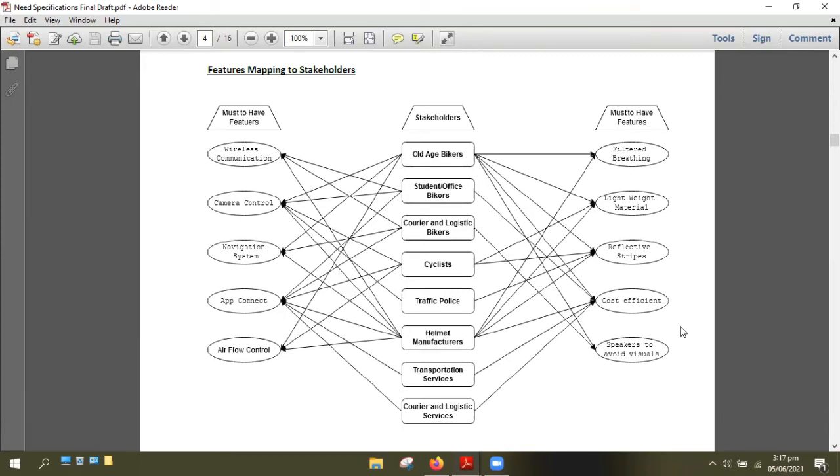The next step was to map them with the stakeholders, because not all features would be preferred by all the stakeholders. Some features might be interesting to some stakeholders, while not benefiting other stakeholders at all. So the diagram that you are seeing on the screen summarizes the feature mappings to identify which of the features is the most prominent, and which features must be included within the solution.